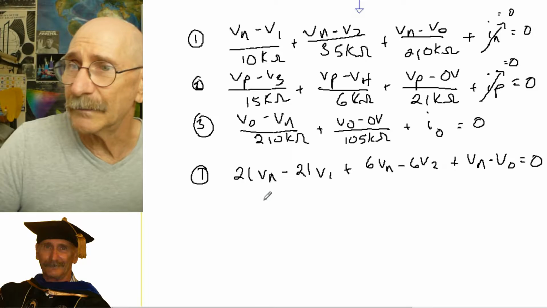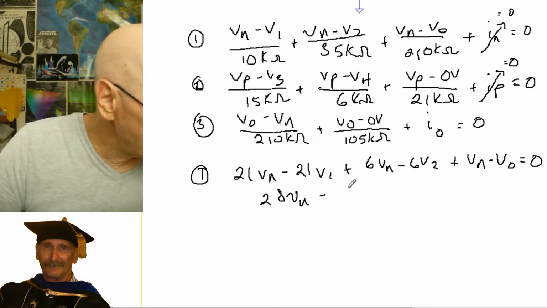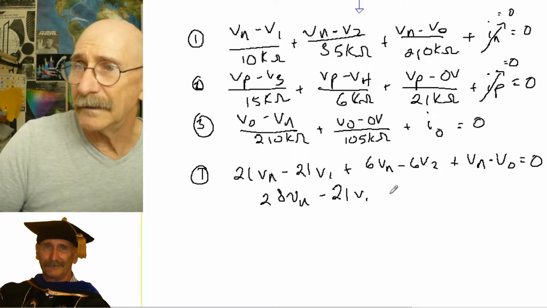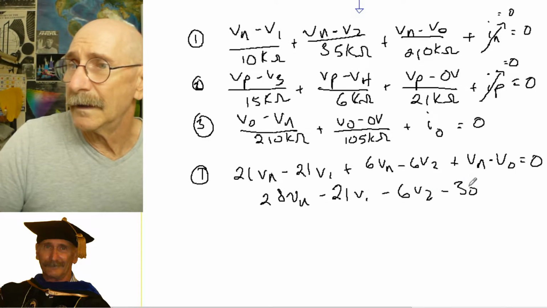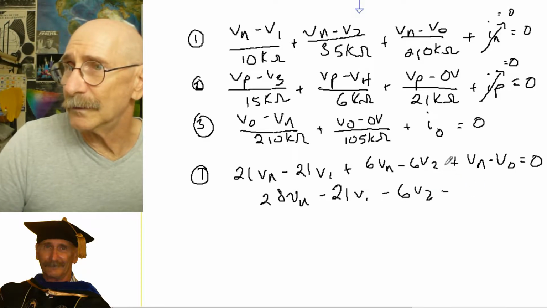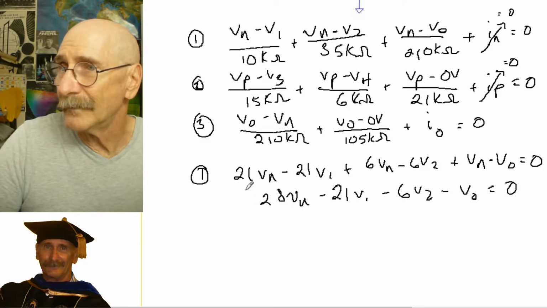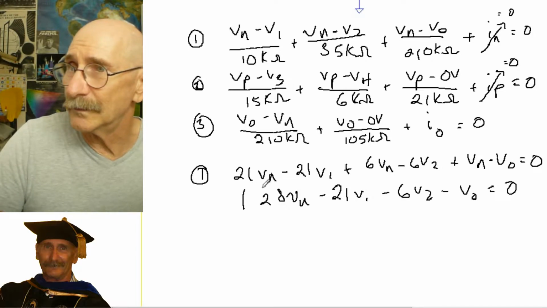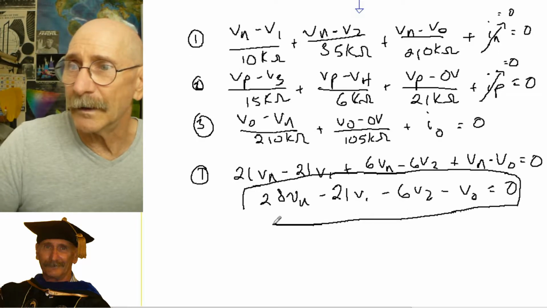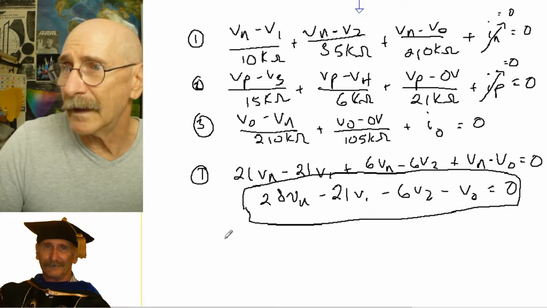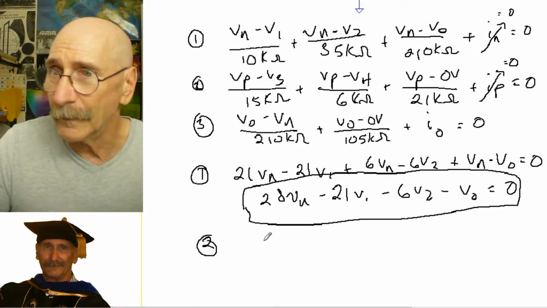And let's clean this up again. What we did is add common terms. We get 28 V sub n minus 21 V1 minus 6 V2 minus V out equals to 0. And that's going to be our main equation 1, without adding any voltage, because we know what V1 and V2 are, so we could just turn this into a number.